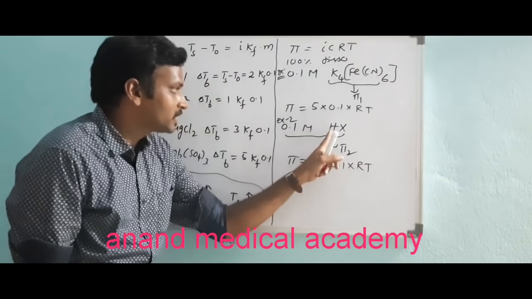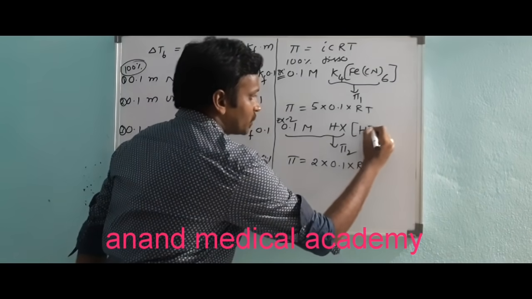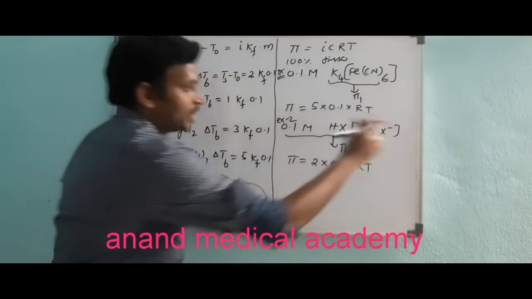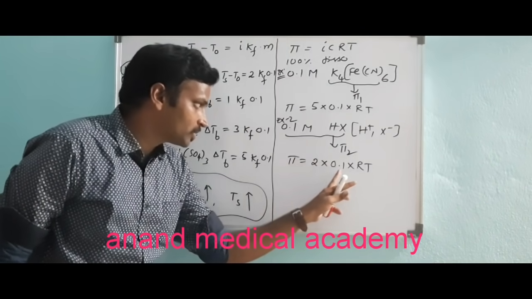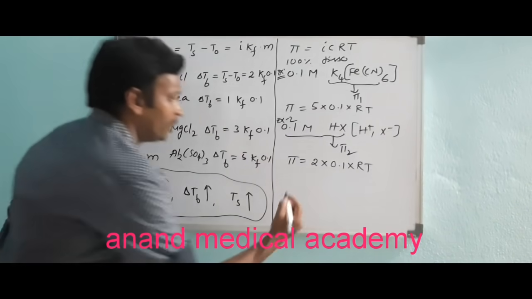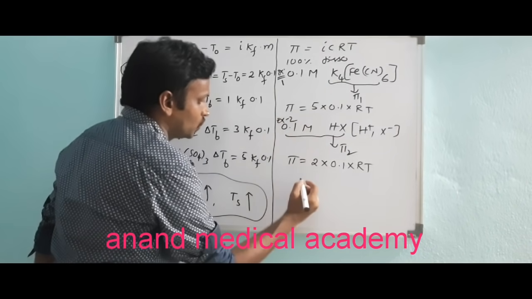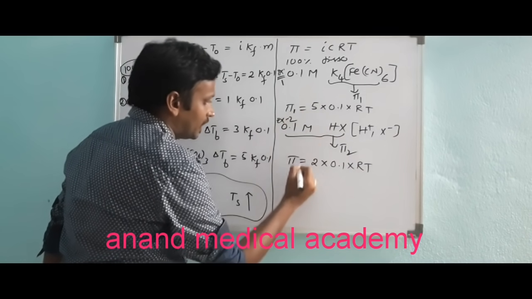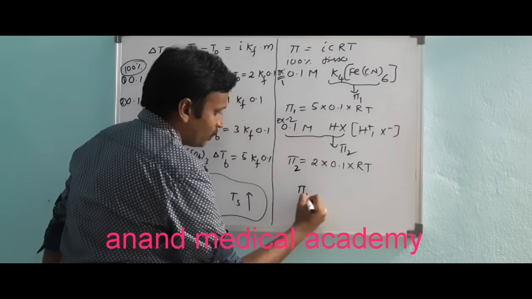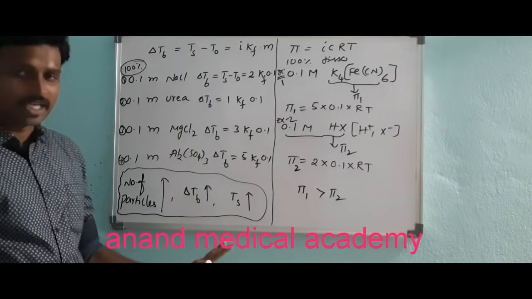Why sir? Because H+X- will dissociate as H+ and X-, 2 ions. So 2 into 0.1 into RT. So which is big? Certainly you can say among example 1 and example 2, this is pi 1 and this is pi 2. Pi 1 is greater than pi 2. Very clear.